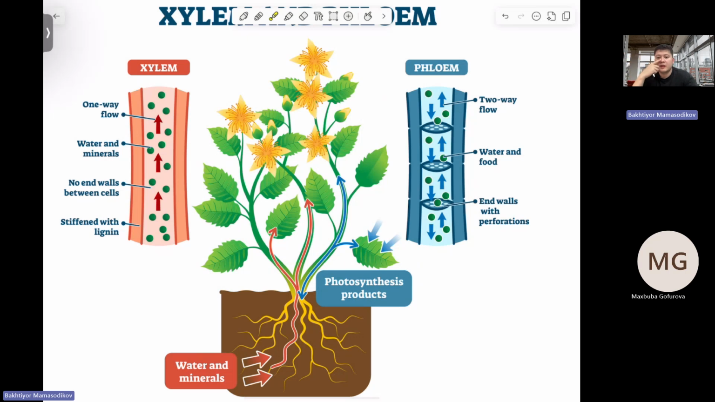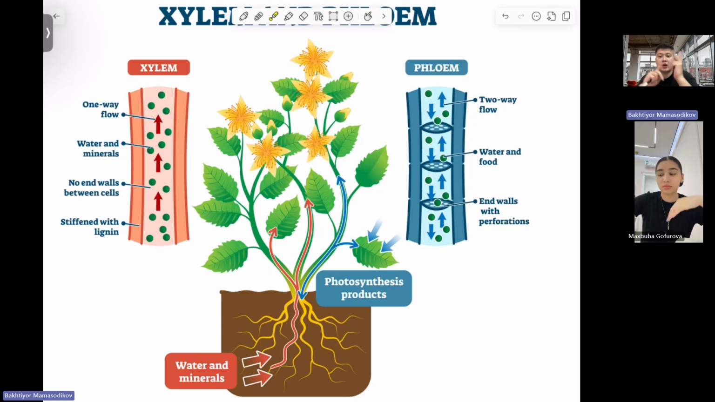It's like a hospital. The nutrients are like IV fluids, and the transport system is like the veins and arteries. Without transportation, the plant cannot grow, cannot survive, and cannot photosynthesize. In order for all these processes to happen, we need the transportation system. So there are two major things we should know about them.